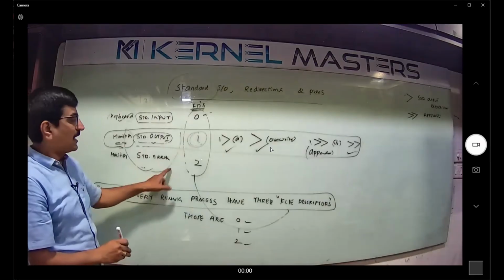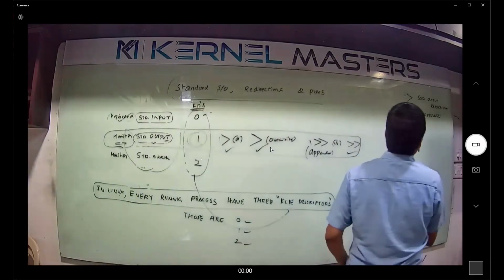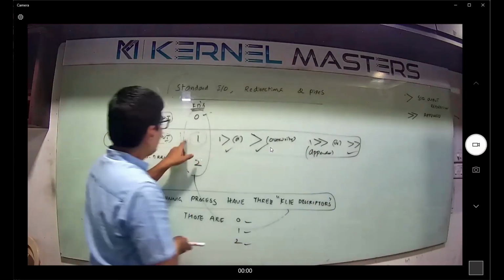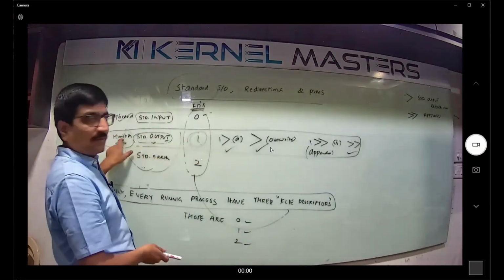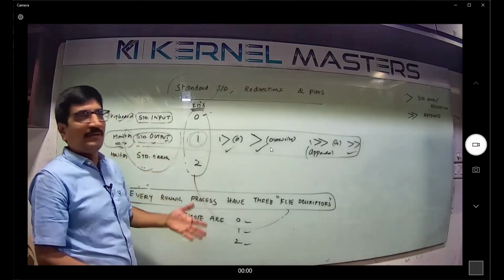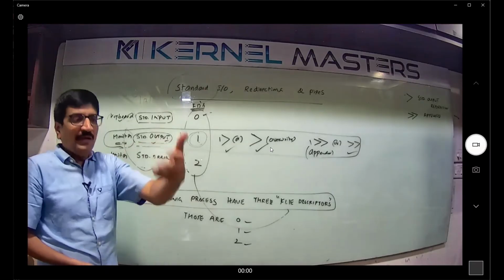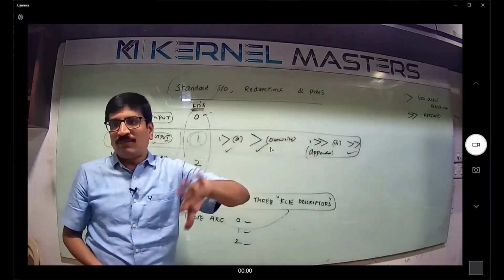Standard error is there also. Standard error redirection. What is standard error? Both output and error are written to the monitor only. But output is the normal output, and this is the error output. Every program internally has normal output and error output separately.